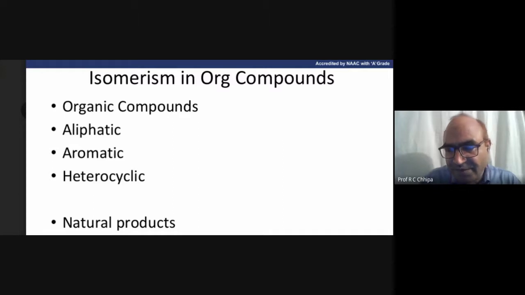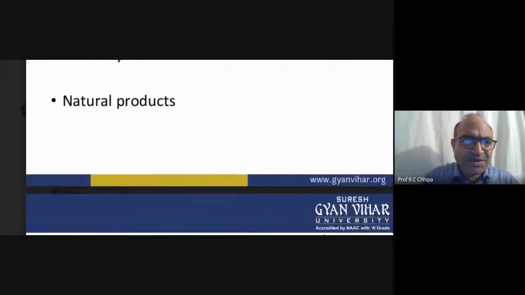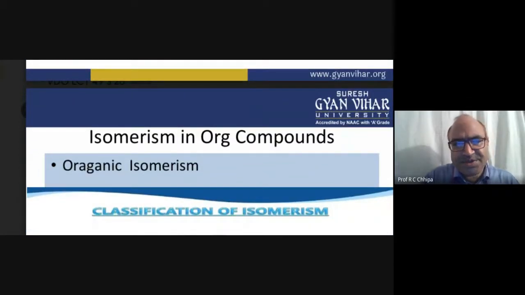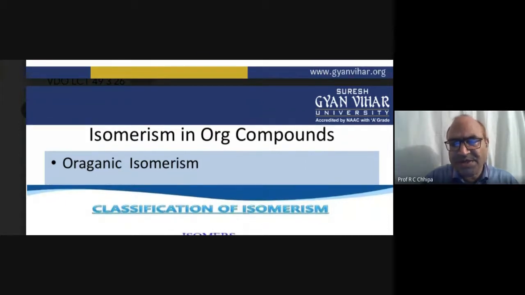So life-full compounds are the organic compounds. Natural products are also something we have to discuss. Now we come to isomerism. In isomerism, whatever I am describing here, two or more compounds have the same molecular formula, but they differ. Why do they differ?